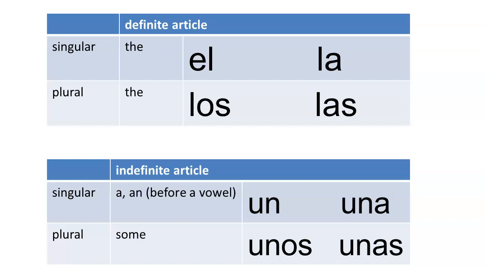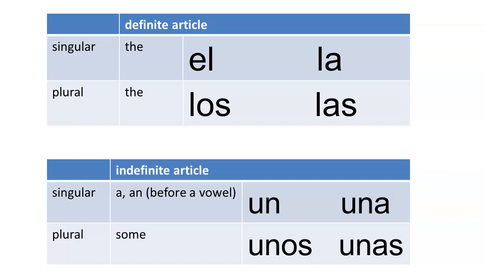For example, how do you say the book? Well, the book is el libro. Why is it el? Well, it just is. That is the article that always goes with libro. It's what we call grammatically masculine. What does that mean? Well, it doesn't have anything to do with masculinity.